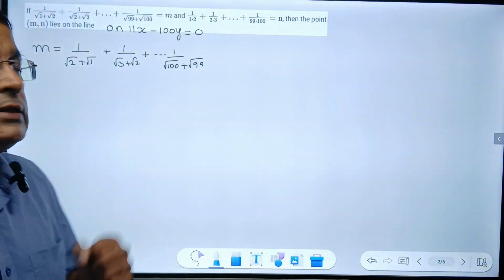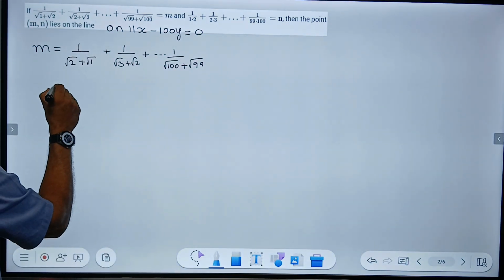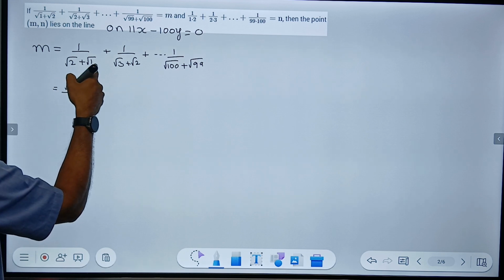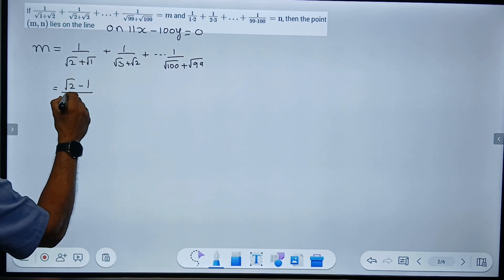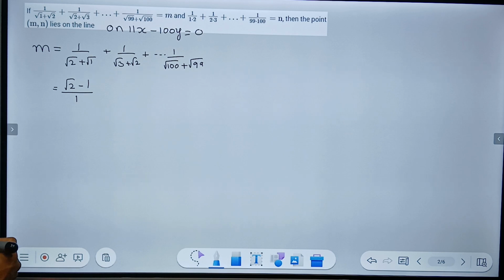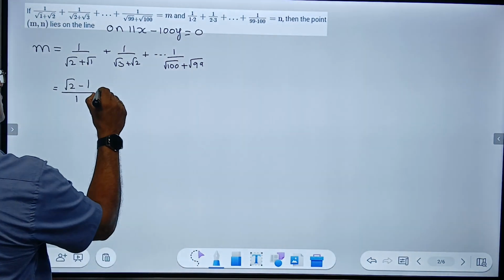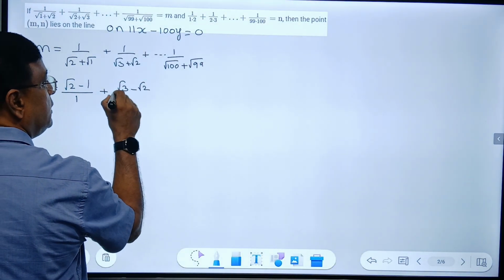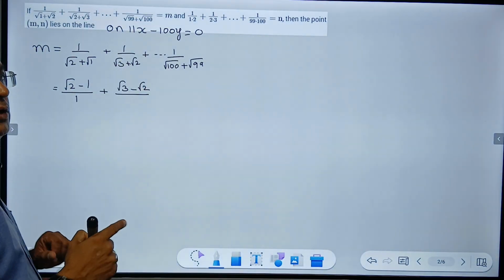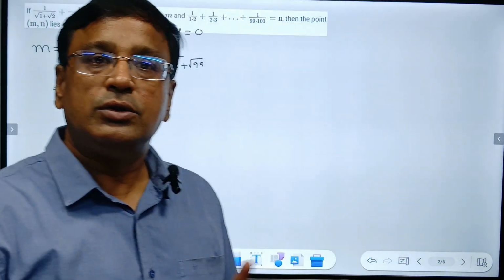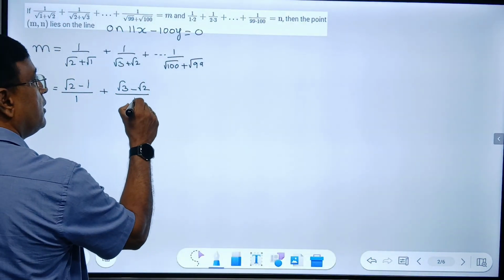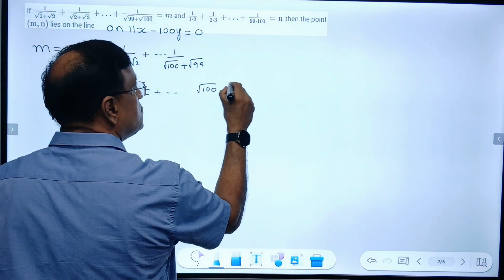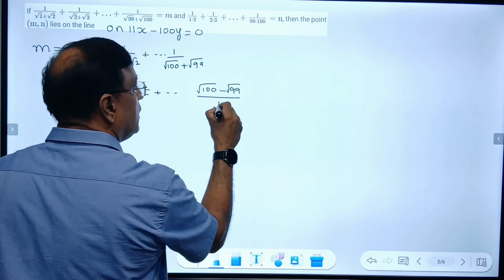Now what do you do? You rationalize each term. So when you rationalize this, you get root 2 minus 1, since a plus b into a minus b is a square minus b square. Therefore, you get 1, right? 2 minus 1 is 1. Plus, again you rationalize the denominator: root 3 minus root 2 divided by root 3 plus root 2 into root 3 minus root 2, which will be 3 minus 2. 3 minus 2 is again 1. Plus, and so on, you will get root 100 minus root 99 divided by 1.